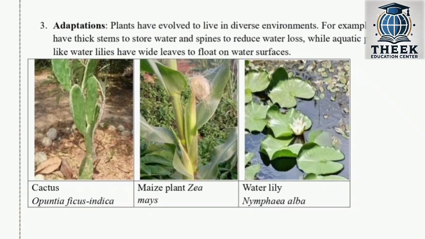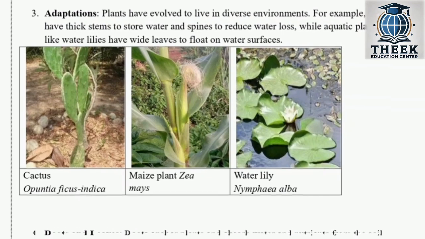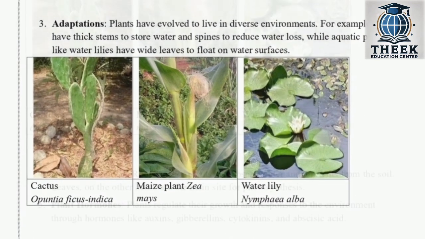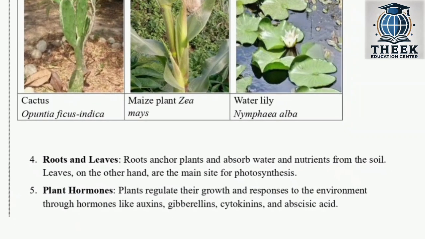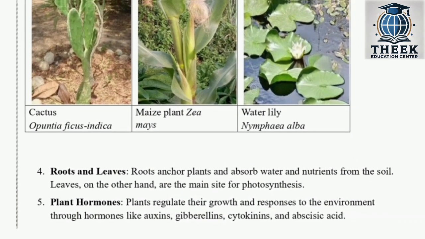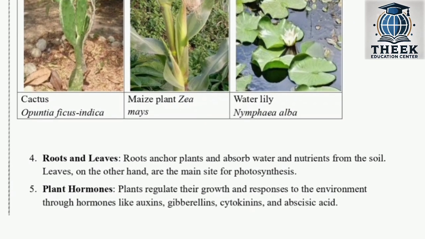Then you have the water lily. These are the hydrophytes that grow in water. We also have other types of environment, that is the halophytes. Those are plants that grow in salty areas.